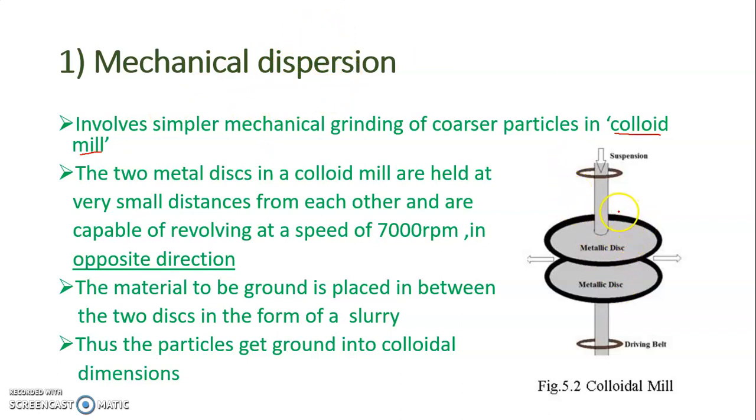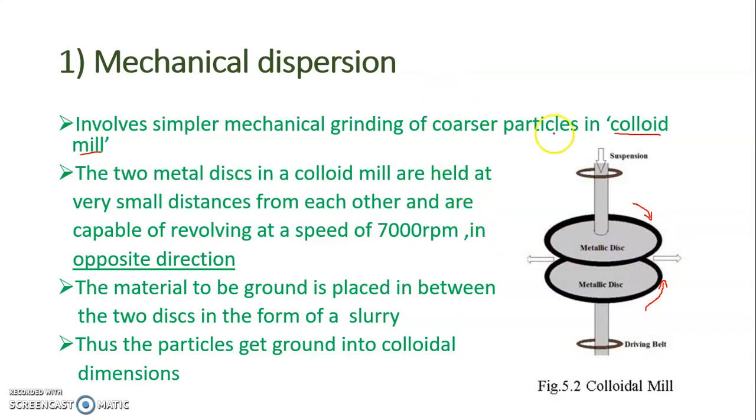And the peculiarity is that these disks are rotating in opposite directions. So if one is clockwise, the other one is anti-clockwise. So that is how these two disks are rotating. So what happens is that I have to break down the coarser particles into colloidal size, right?